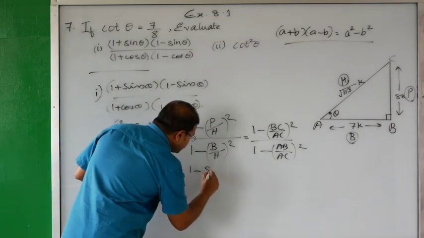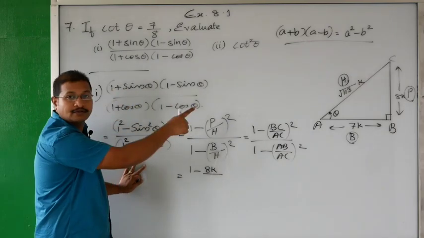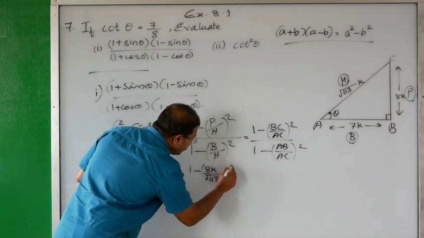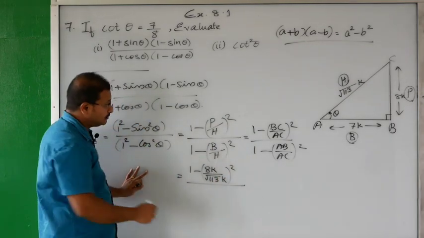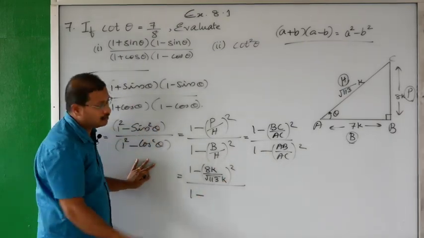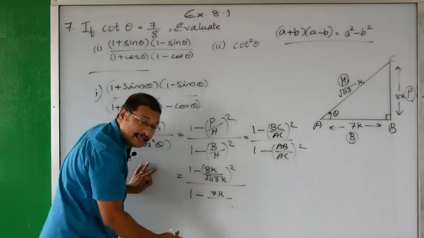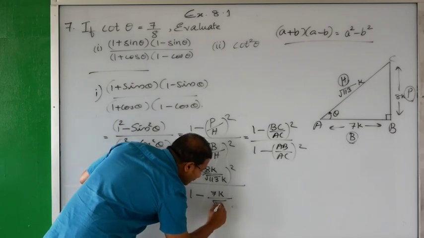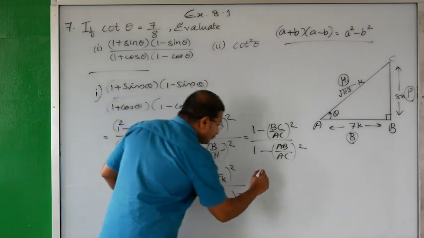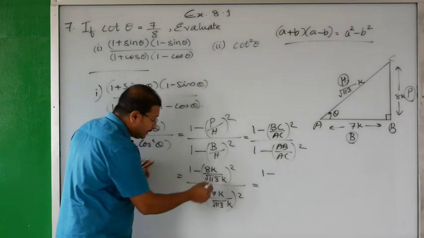See, 8K. So 8K divided by hypotenuse, root 113K, the whole square, divided by, see, now 1 minus AB. What is the value of AB? 7K. 7K divided by the value of AC, root 113K, the whole square equals 1 minus square of 8K. Of course, before that, let's cancel K.